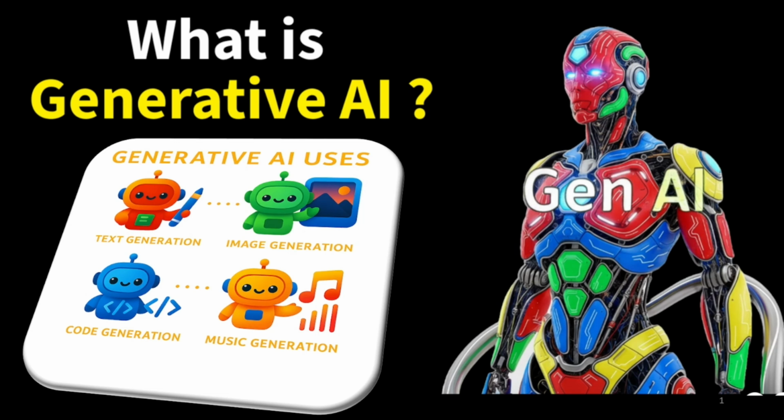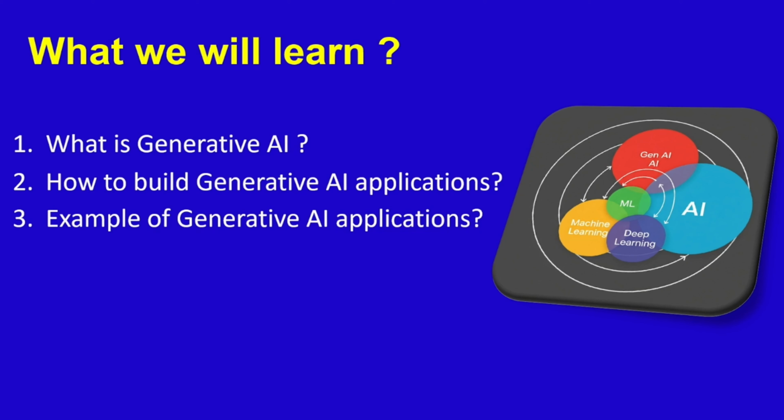So, as part of this video, we are going to learn something about generative AI. Three major things we are going to understand. The first thing is what is generative AI, and how to build generative AI applications and what technologies we are going to use to build these systems. And the third one, we are going to see some of the real-time generative AI use cases or applications, how we are using them. So let's get started.